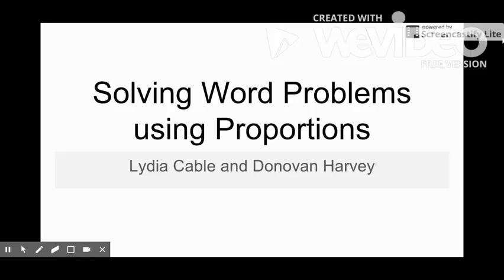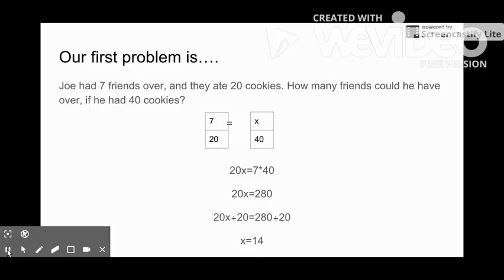So let's get started. Okay, so the first question is: Joe had 7 friends over and they ate 20 cookies. How many friends could he have had over if he had 40 cookies? To solve this question, you would have to set up proportions using the correct numbers in the correct order. You would have to find a common unit that we could use for the denominator and the numerator.